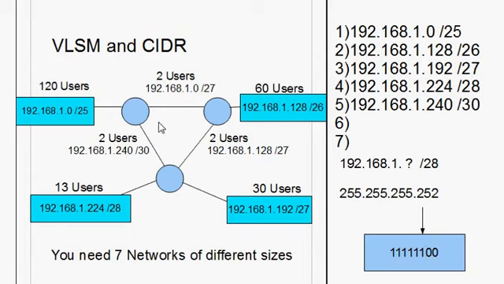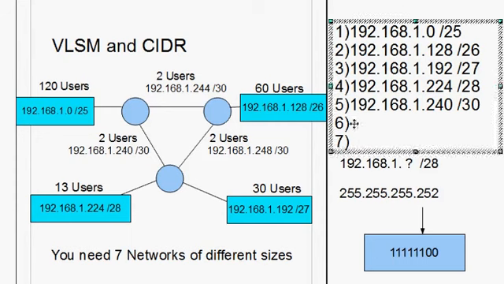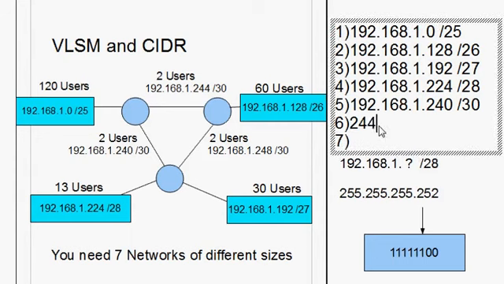So there's that. Now, the last 2 networks are pretty simple. This one right here will be the 244 network /30. This one will be the 248 network /30. And all I have to do is add those in. So the next one's 244, the following one is 248 /30, and the last one 248 /30.